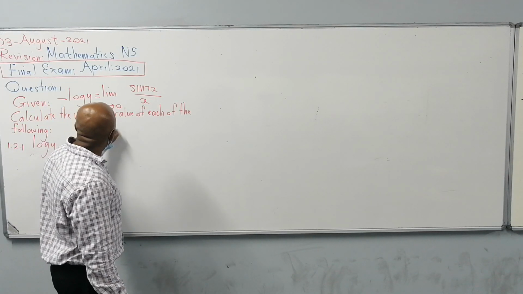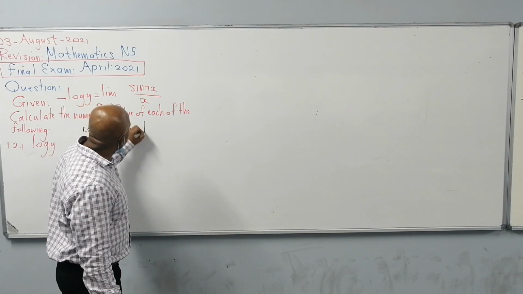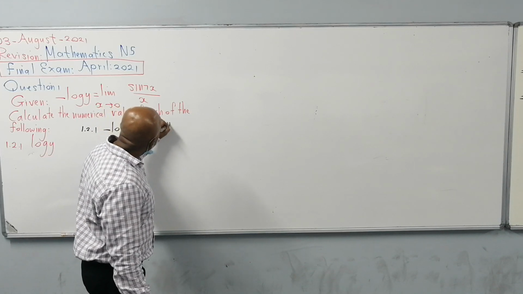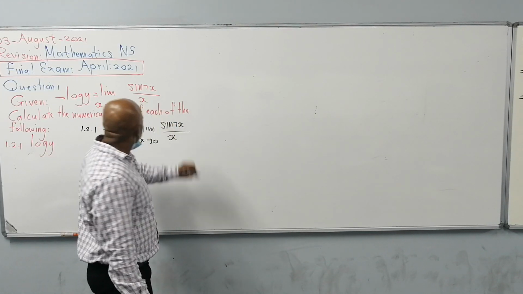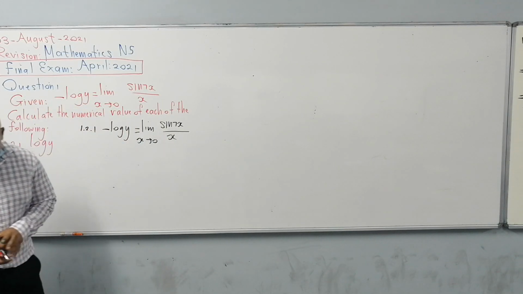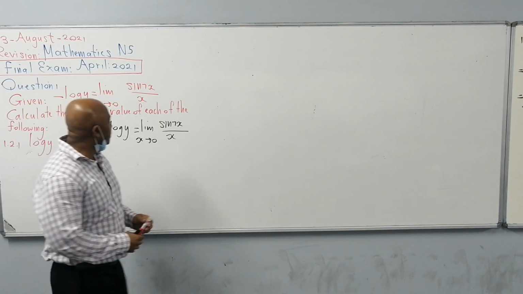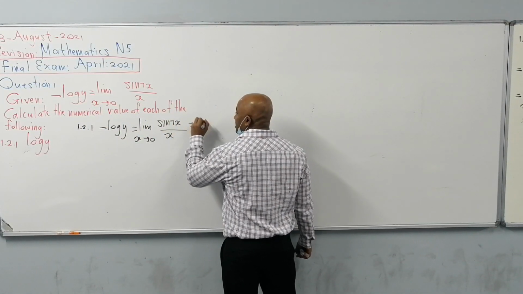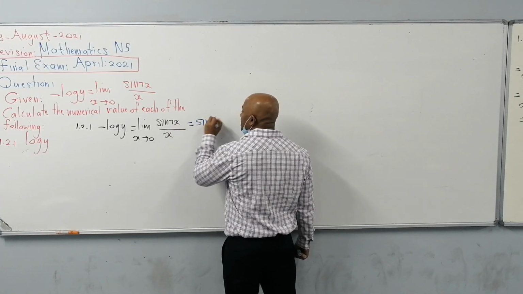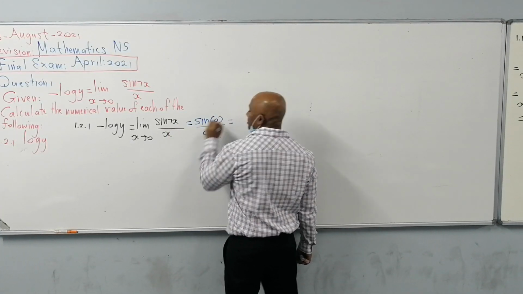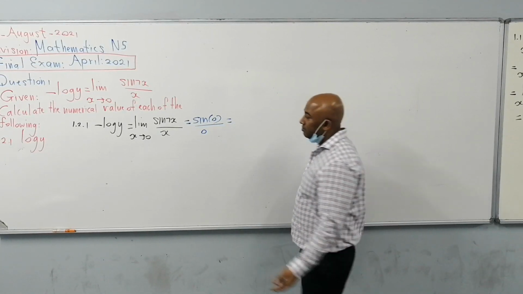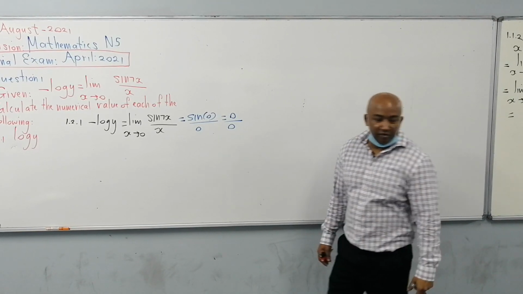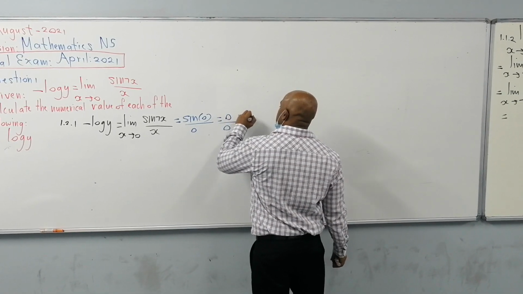So we got minus log y is equal to the limit as x approaches 0, sine 7x all divided by x. So what do we do? Step number 1 is substitute. So when I substitute, this is going to be sine of 7 times 0, which is 0, and the denominator is 0. So sine of 0 is 0, and then you got 0 over 0. So it's indeterminate form again. You can see that. So let's write this down.